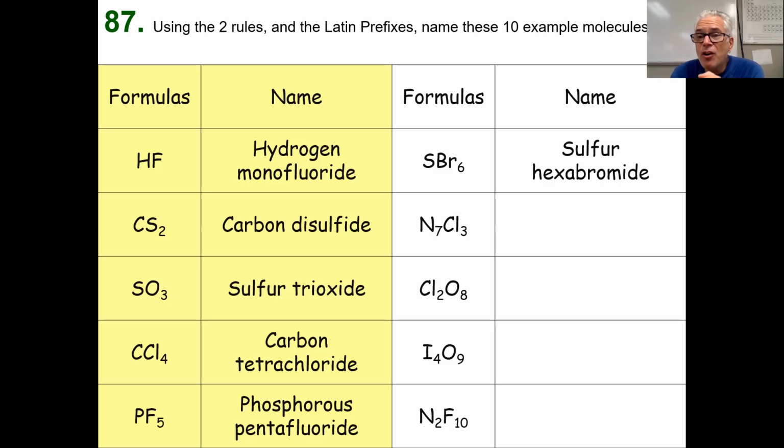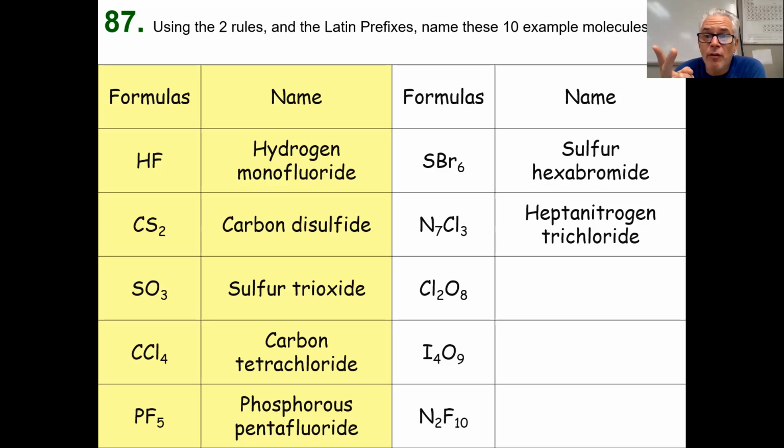Hepta. Now, the first name, we don't change to IDE. We just got to say 7 nitrogens. Heptanitrogen trichloride. These are a little tricky, right? Heptanitrogen trichloride.